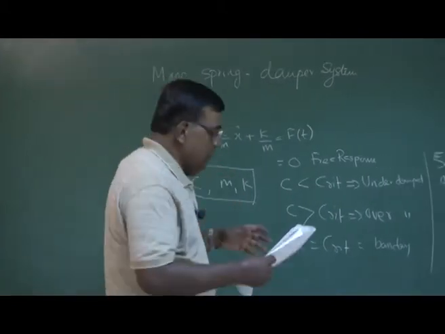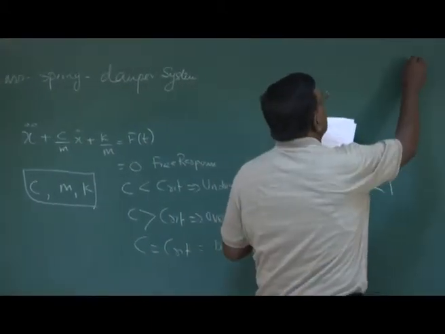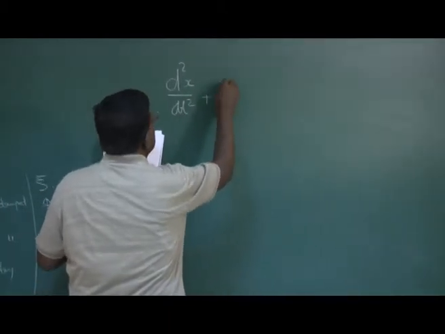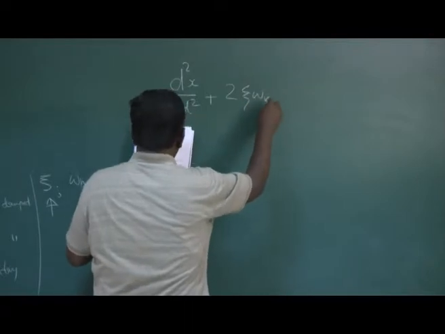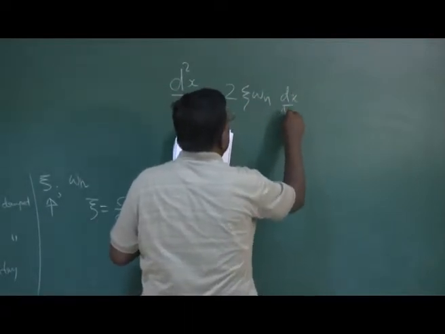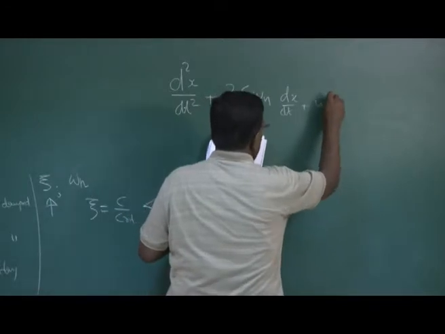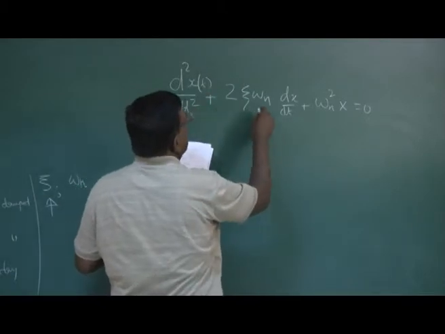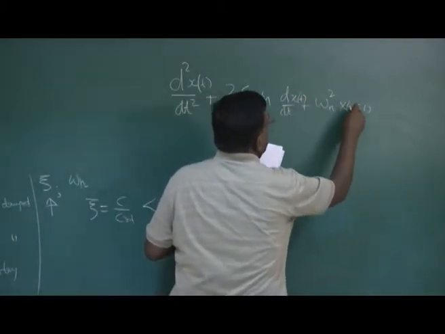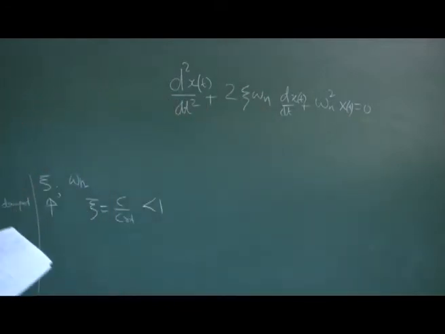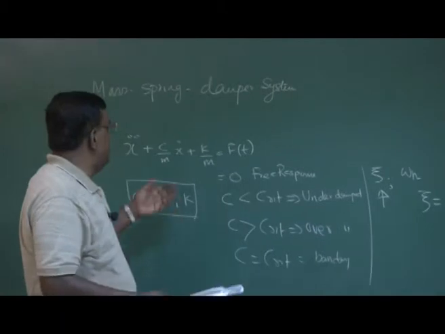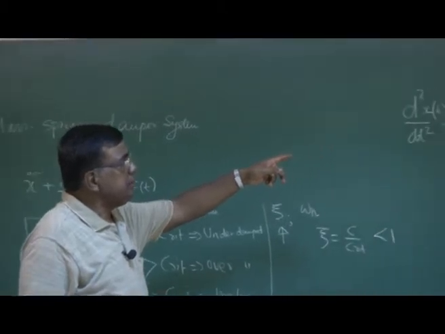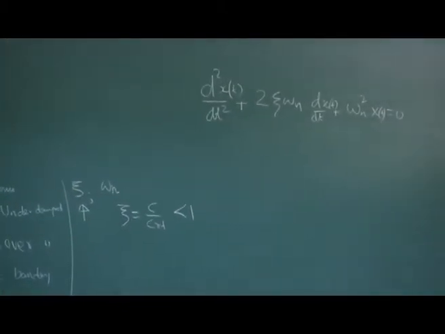Okay. So in doing that, we came up to a point where it is d square x by dt square plus 2 zeta omega n into dx by dt plus omega n square x is equal to 0. And it goes without saying, when I write x, this means x is a function of time. This is the same equation as the one given for a free response, written using zeta and omega n.